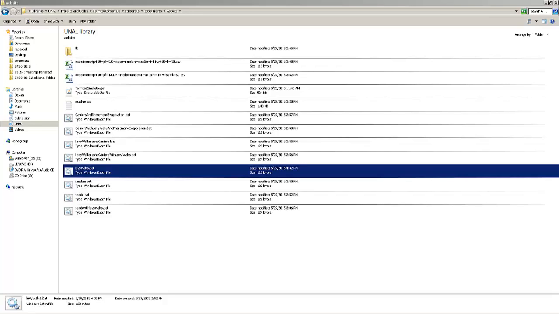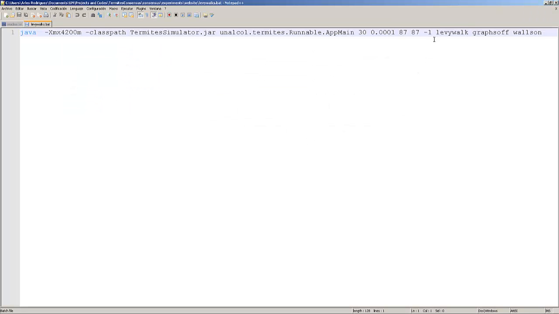Hello. I'm going to show you how to perform the simulation with the Levy Walks algorithm. The script levywalk.bat is a batch file. These are the parameters to execute the algorithm in this mode, Levy Walks.